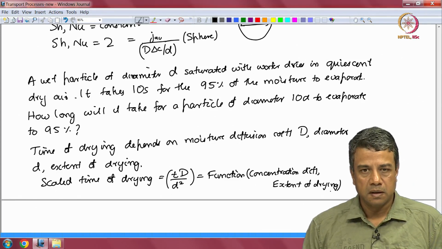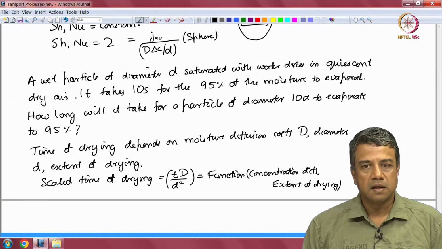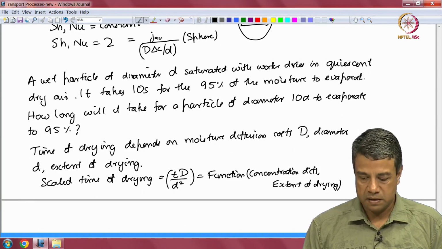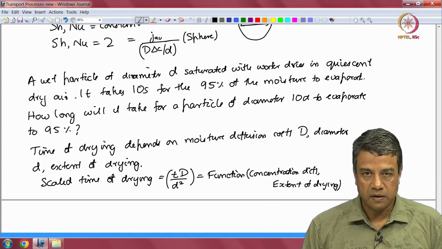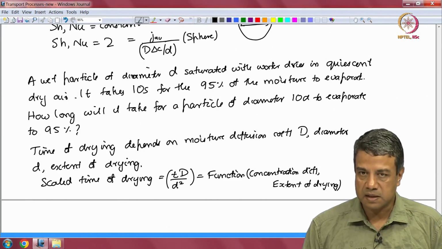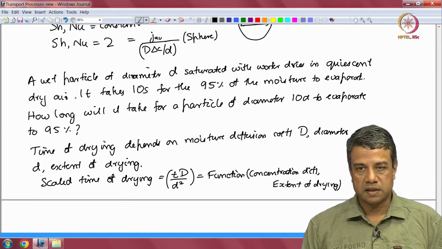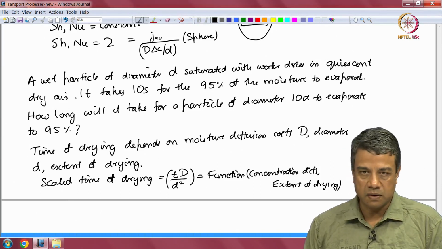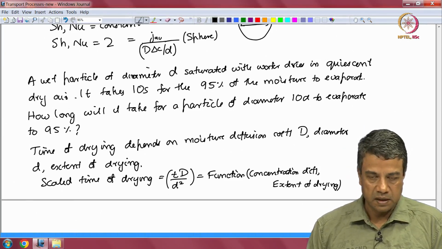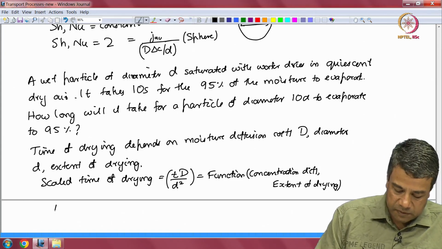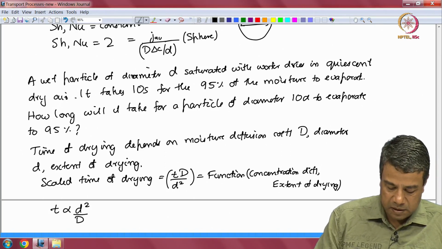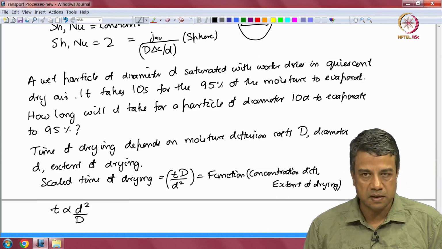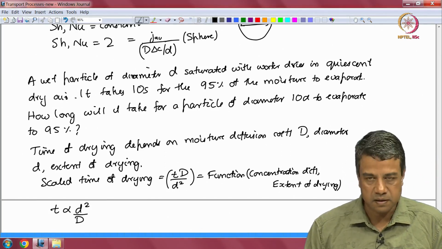In this particular case, the conditions are exactly the same between the interface and the bulk. The extent of drying is exactly the same. Therefore, t D by d square has to be exactly the same, just from dimensional analysis, when drying is due to diffusion alone. So this implies that the time of drying is proportional to d square divided by D, times some constant which will depend upon the extent of drying and so on.